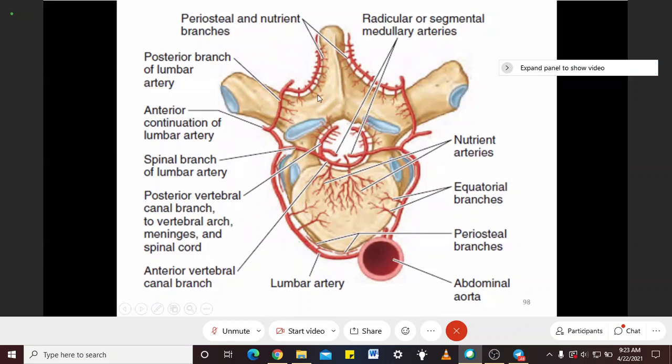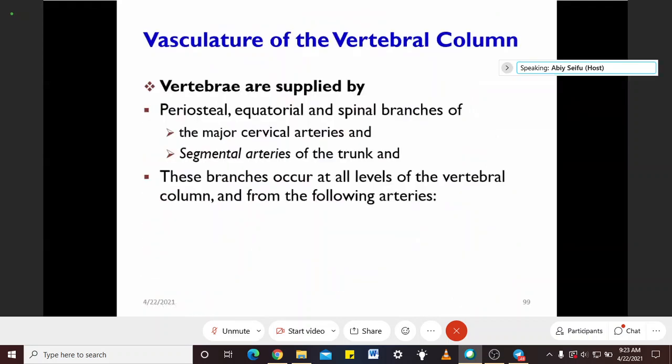Therefore, these are the major arteries that arise from the parent artery. In this case, the parent artery is the lumbar artery, which gives the equatorial branch, the periosteal branch, and the spinal one. Along its length, the vertebral column gets its blood supply in this manner. Therefore, the periosteal, equatorial, and spinal arteries are branches that arise from the parent artery.